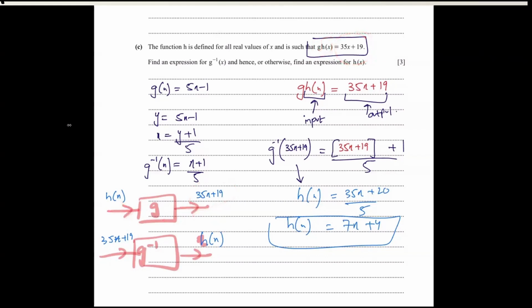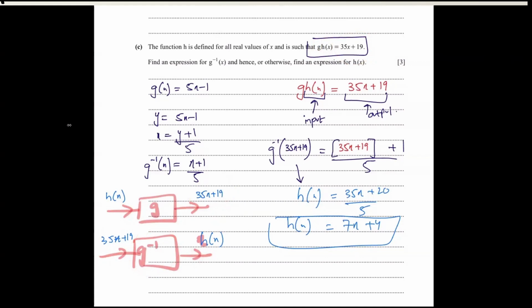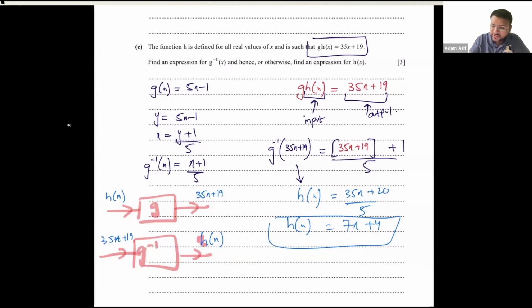So in the g inverse function, when you plug in 35x plus 19, what can you expect to have? h of x. Okay. Now the question says find h inverse h of x. So to find h of x, what will I plug into the g inverse function? 35x plus 19. The first part of the question was to find the g inverse function, which you did, and hence or otherwise find an expression for h of x. So in the g inverse function I insert 35x plus 19, and the function that I get is h of x.